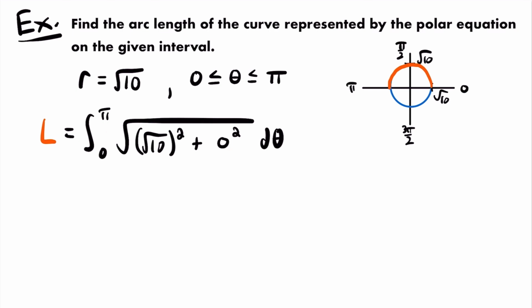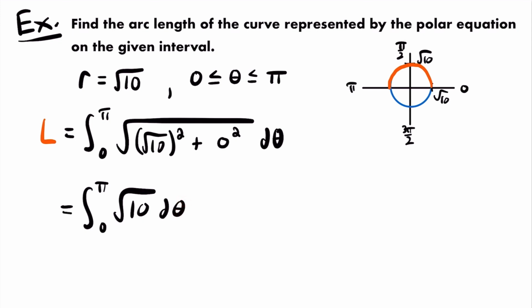If we do that, this will be equal to the integral from 0 to pi of the square root of the square root of 10 squared plus 0 squared. The square root of 10 squared is just 10, so we have 10 plus 0, which is 10, so we have the square root of 10 times d theta. I'll write that in, the square root of 10 times d theta. Now the square root of 10 is just a constant, so the integral of that will be the square root of 10 times the variable of integration, which in this case is theta.